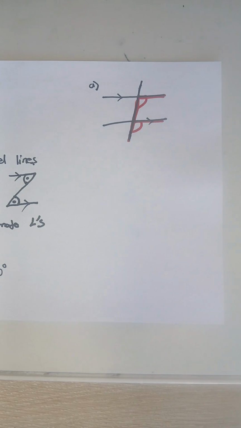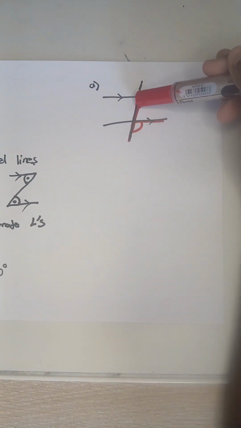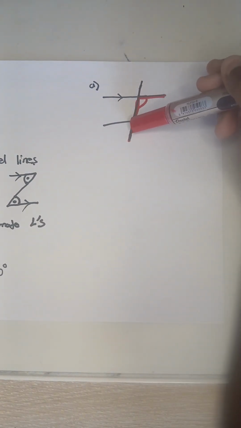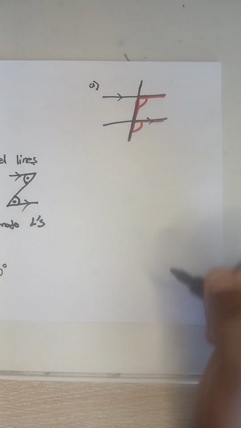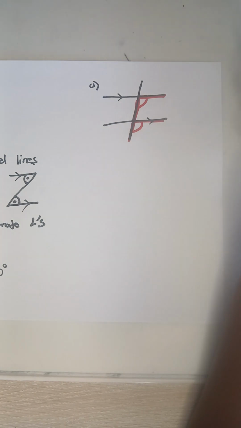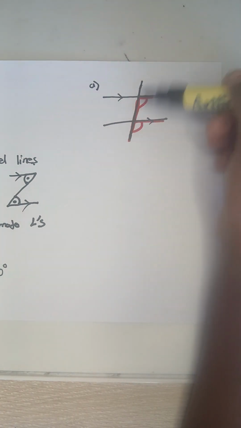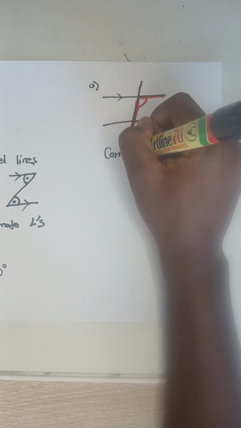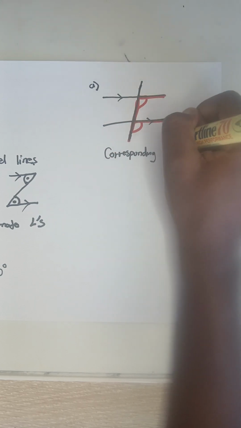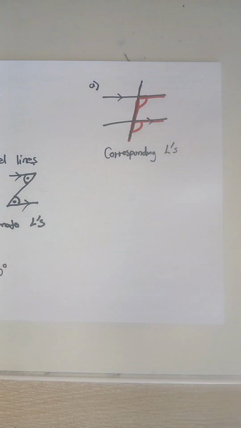These are the corresponding angles, which means if this angle was 45 degrees, this one is going to be 45 degrees as well. If you are to prove the reason, maybe it is 45, you are going to say this angle is equal to this angle, and the reason you are going to say is corresponding angles. That's our reason.